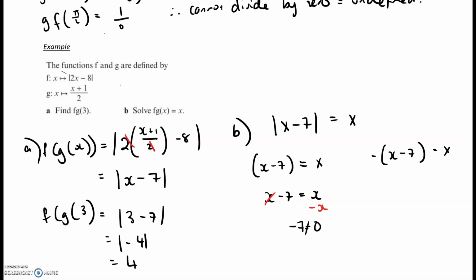Or we've got the negative case, negative x minus 7 is equal to x, so that's negative x plus 7 is equal to x. Then we add the x on that side, and we end up with 2x is equal to 7, or x is equal to 7 over 2. So that's our solution there.